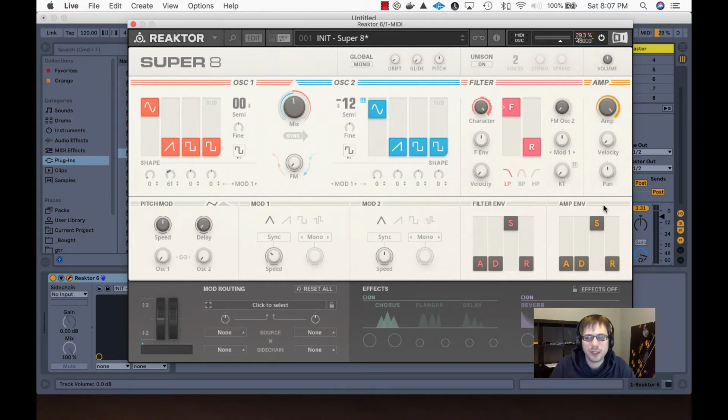In this video, we're going to go over the yellow section here. This is the amp section. So this is sort of like determining how does volume work when you're playing this patch.